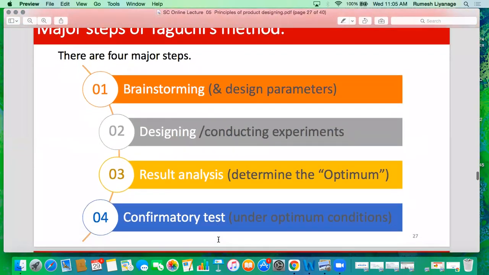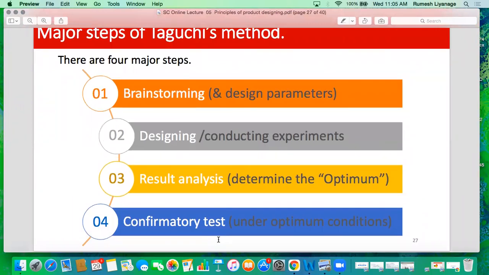Then how to use Taguchi's method? There are 4 major steps. First, we have to brainstorm. Brainstorming means deciding what design we are going to use, how many factors, and how many levels we are going to check. Brainstorming means we discuss together as a team. That is called brainstorming.